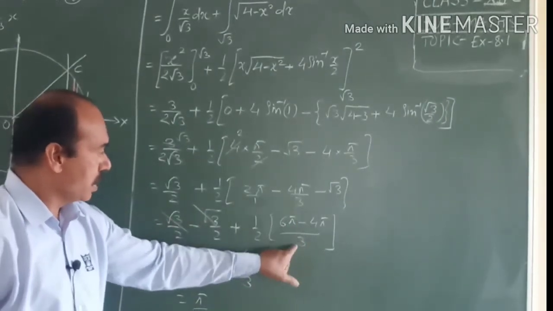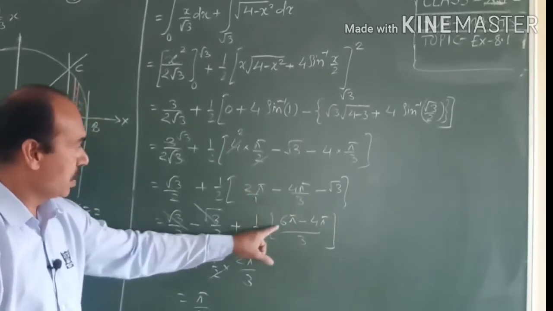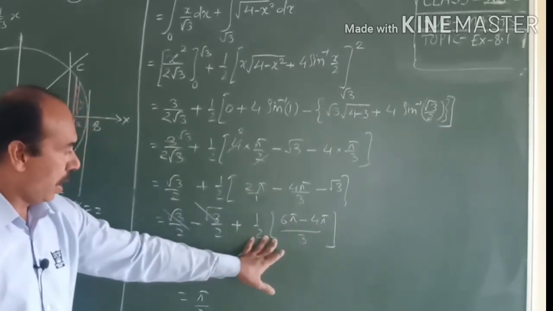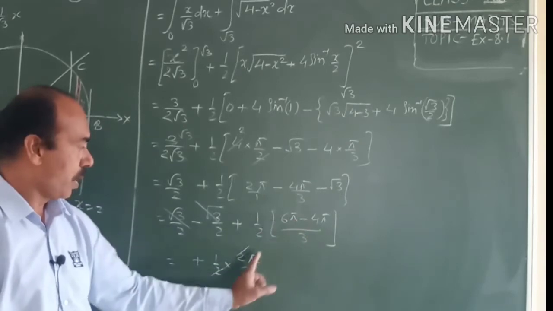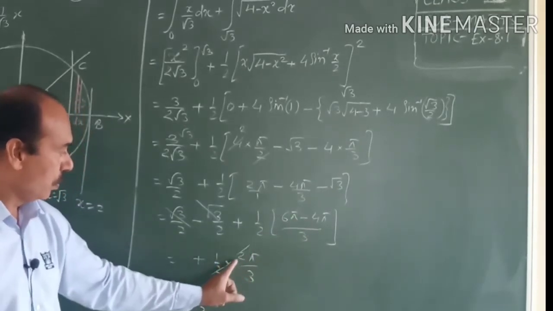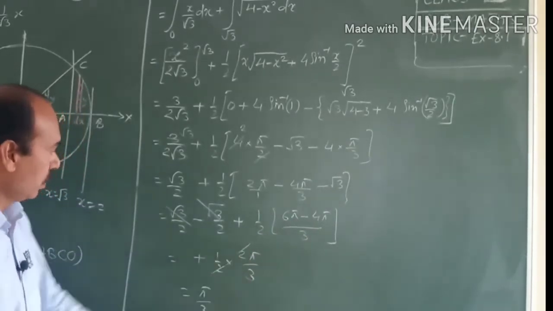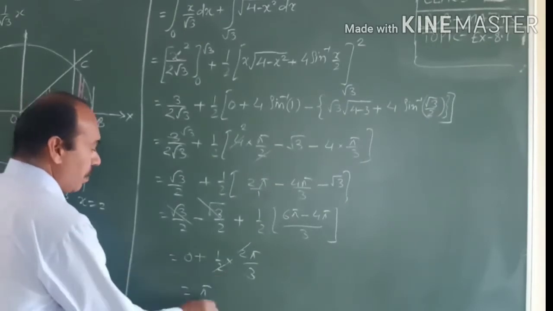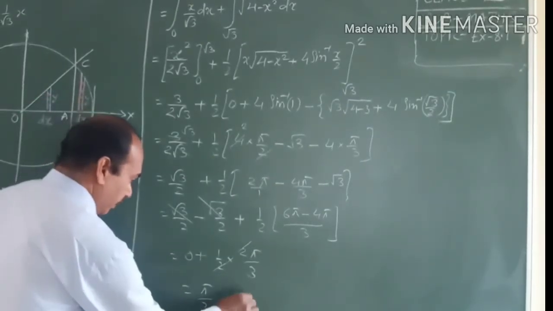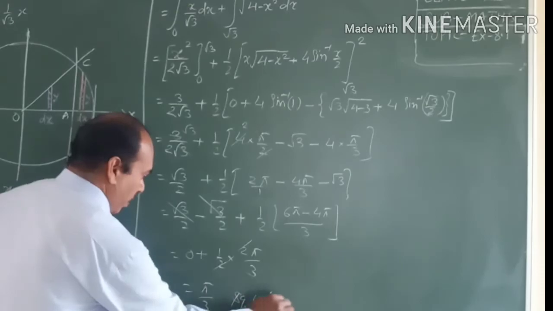Here when you take the LCM, the LCM is 3, so 3 into 2 is 6 pi minus 4 pi, and 6 pi minus 4 pi gives only 2 pi. So 2 and this 1 by 2 cancel out. So your answer is only pi by 3 square unit. This is the answer.